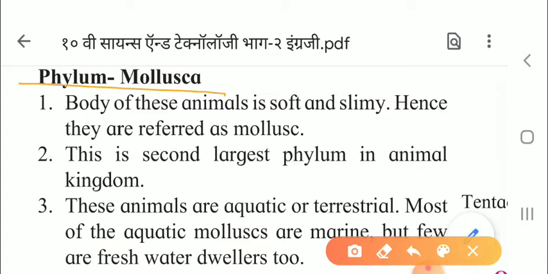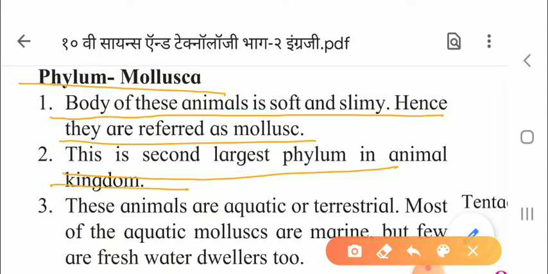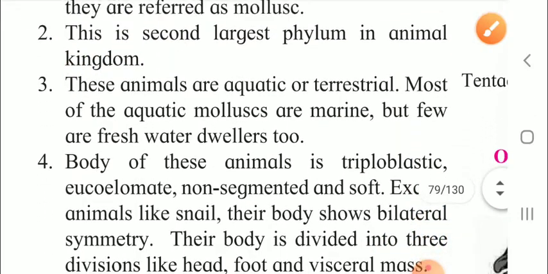This is phylum Mollusca. Body of this animal is soft and slimy. Hence they are referred as mollusk. So this is the special characteristic of this organism, that the body of this animal is soft and slimy. That is why they are coming under the mollusk. Second characteristic is there. This is the largest phylum of the animal kingdom. Now, what is the third point, children? We'll see here the third point.